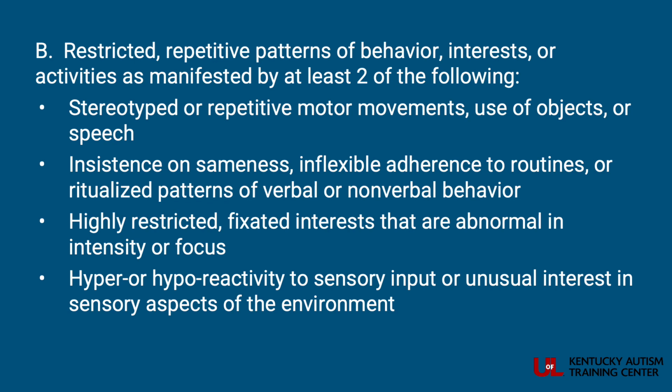C, highly restricted or fixated interests. This could be things like watching a fan spin around for hours, flipping the flag on a toy mailbox up and down, or taking a spoon or other inanimate object everywhere they go. And then D is hyper or hyporeactivity to sensory input or an unusual interest in sensory aspects of the environment.